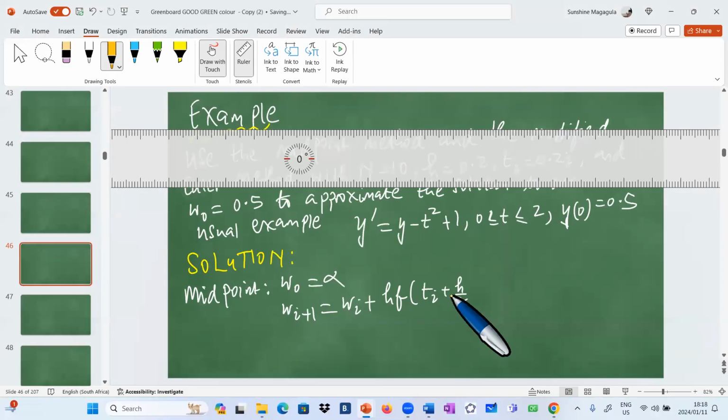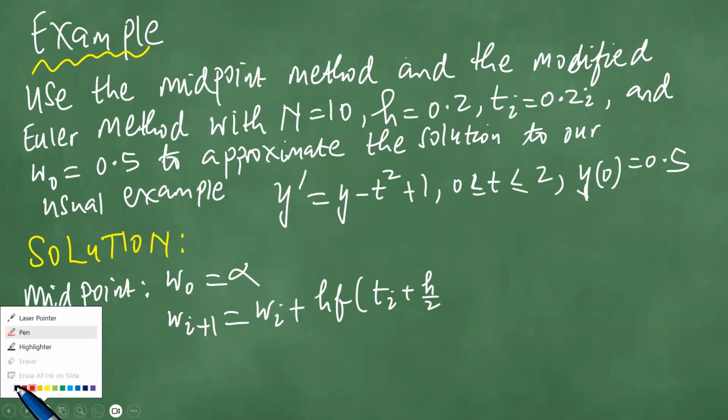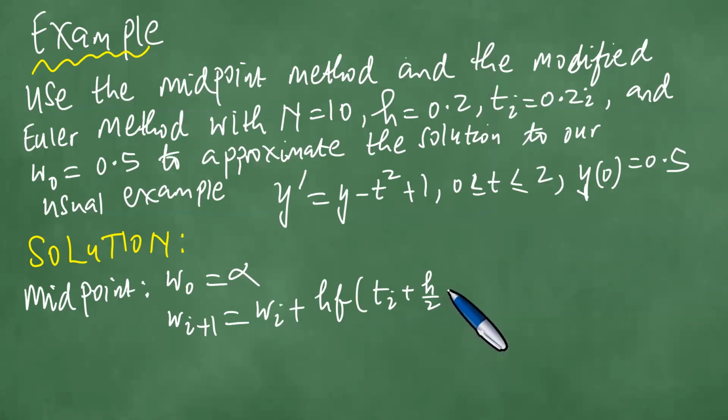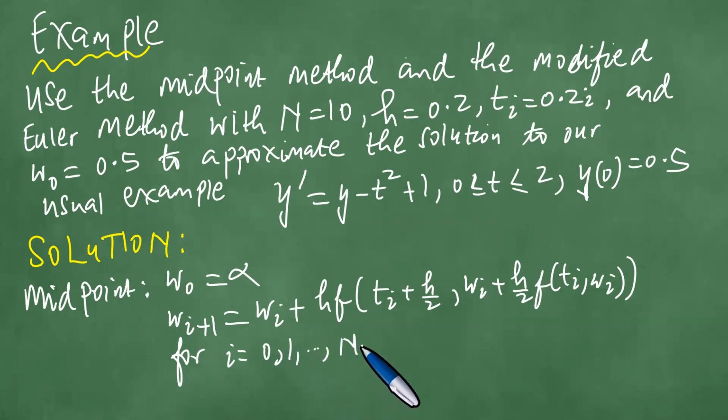Just a sec, something got pressed there. Right, so you have that, and then you have h over 2, Wi plus h over 2 f of Ti Wi, for i equals 0, 1 up to n minus 1. Okay, with this said, we're going to proceed to find the difference equation that is required.